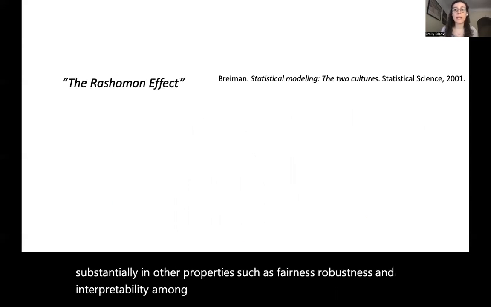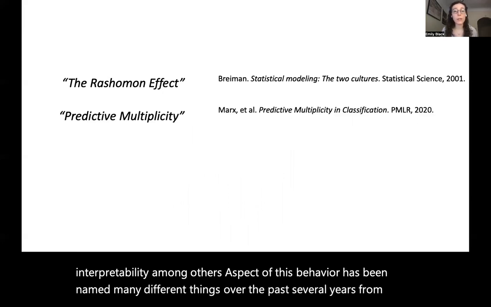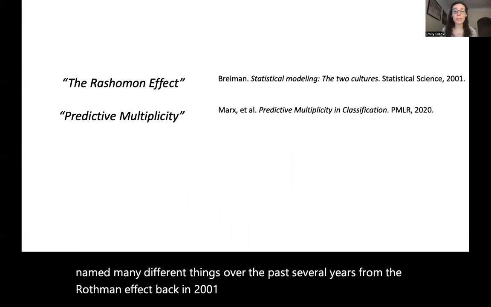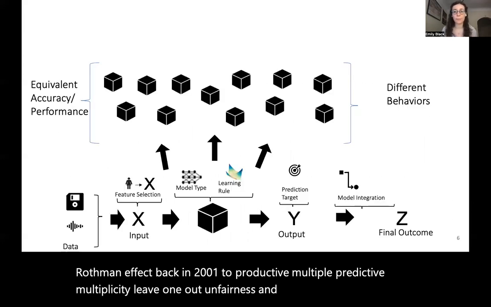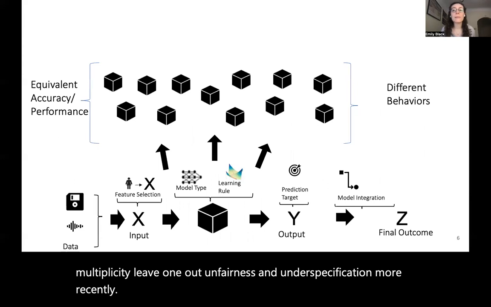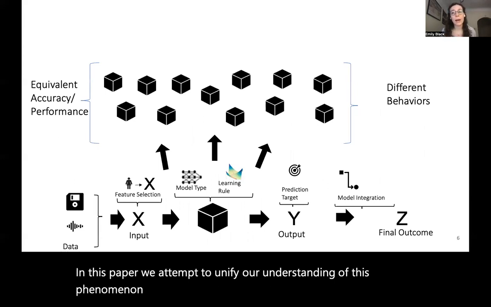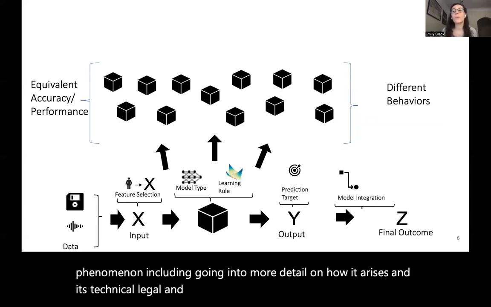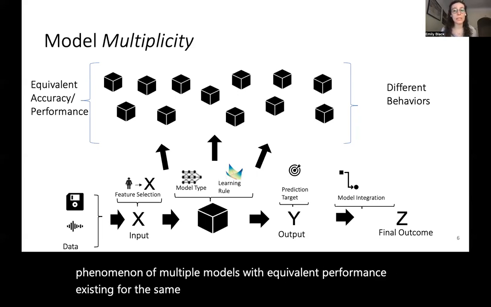Aspects of this behavior have been named many different things over the past several years, from the Rashomon effect back in 2001 to predictive multiplicity, leave one out unfairness, and underspecification more recently. In this paper, we attempt to unify our understanding of this phenomenon, including going into more detail on how it arises and its technical, legal, and policy consequences. We call this phenomenon of multiple models with equivalent performance existing for the same task model multiplicity.